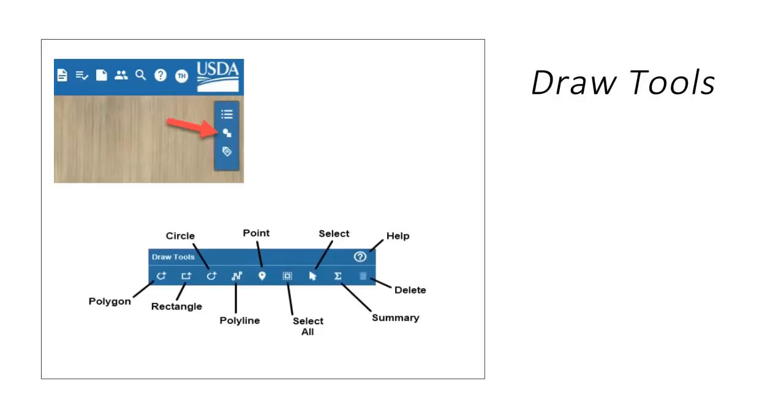The Select All tool allows the user to select or deselect all graphics, and the Select tool allows the user to select one or more graphics on the map. The Summary tool allows the user to view total area, perimeter, length, and count for the selected polygon and line graphics. The Delete tool deletes selected graphics, and the Help tool opens the Conservation Desktop Comprehensive User's Manual.